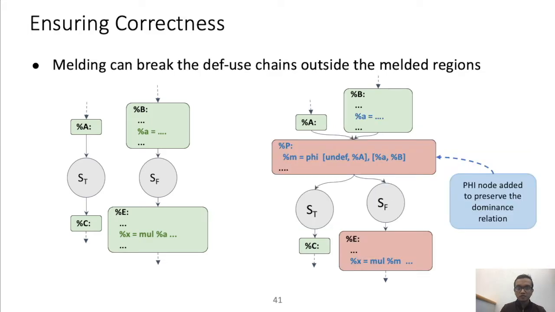To solve this problem, we introduce a new basic block with a phi node. The phi node makes sure that existing dominance relations are preserved after the melding transformation. Here, the introduced phi node M takes the value of A and all uses of A are replaced with M.